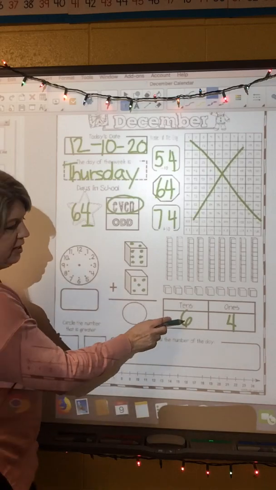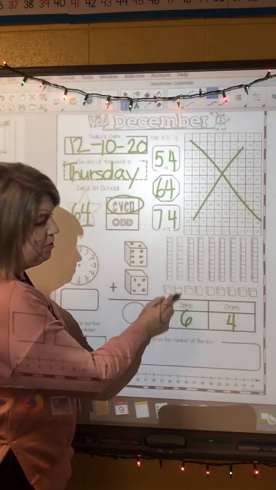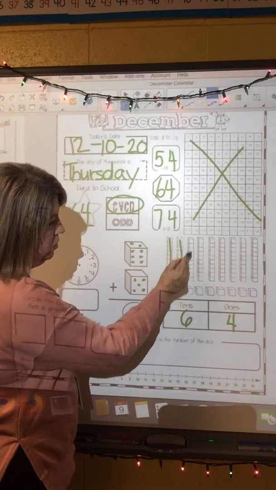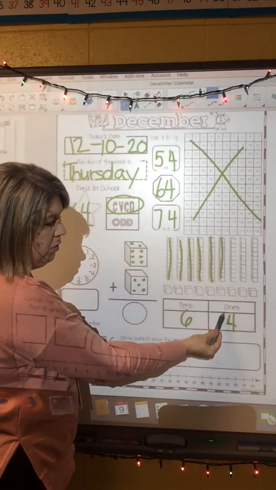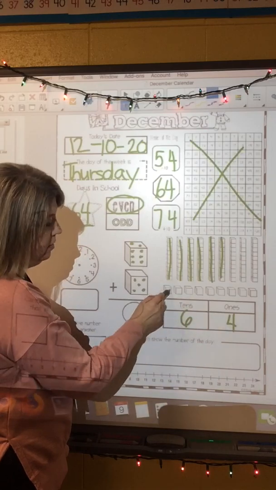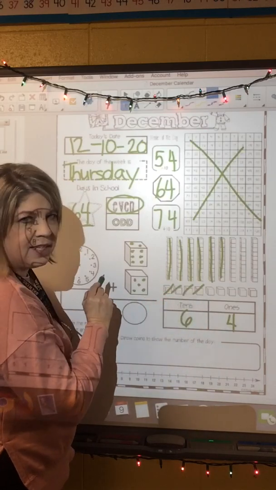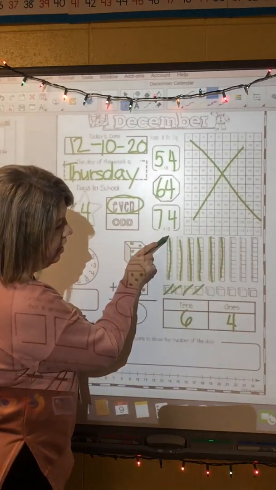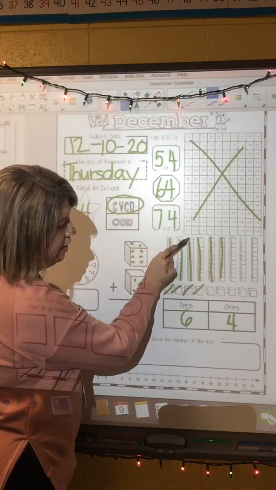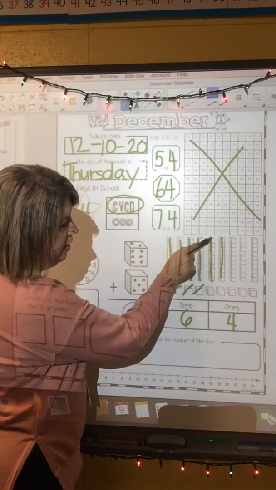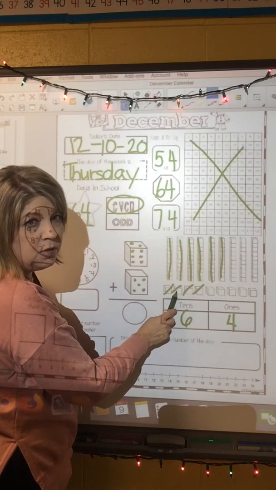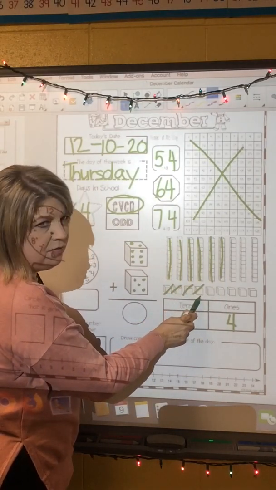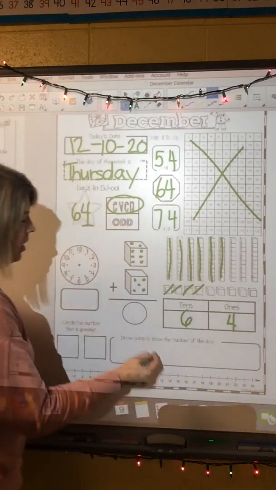So we're going to color in 6 10 sticks, right? 1, 2, 3, 4, 5, 6, and 4 ones, or 4 cubes. Now let's count those together. Here we go. Ready? 10, 20, 30, 40, 50, 60, 61, 62, 63, 64. Good job.